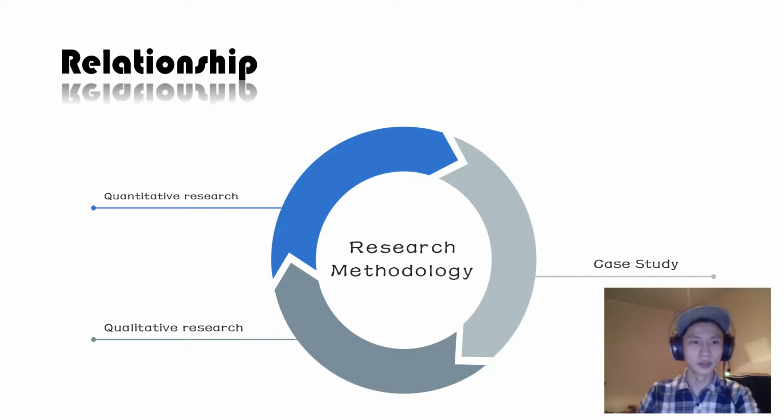Let's start with the relationship. I have used three different research methodologies in my research progress. The first research methodology is quantitative research. The second one is qualitative research, and the last one is case study. The relationships are just like the picture showed. They constitute a whole research methodology in one research progress, and every part of them is necessary.